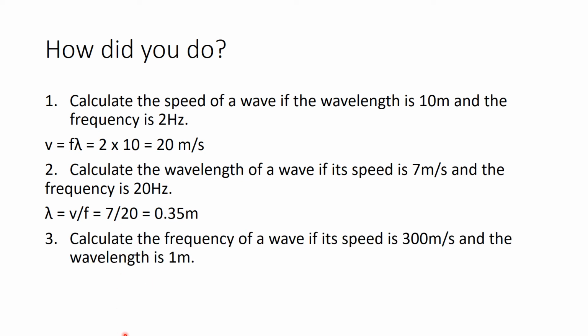And then calculate the frequency of a wave if its speed is 300 meters per second and the wavelength is 1 meter. Again, write the equation, substitute in your values, give the answer and the unit. So here we have the wave speed 300 divided by the wavelength 1 meter, 300 hertz for our frequency.